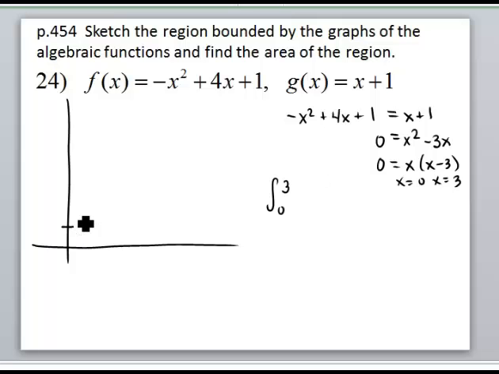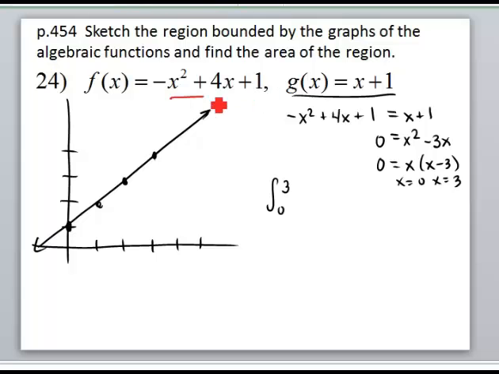So this is a line, starts at 1, has a slope of 1. So I'll go up 1 over 1, up 1 over 1, up 1 over 1, and I'll draw that in. And the second one is a parabola. I'll see if I can get it drawn. If I plug in 0, I get 1. And what it does is it is going down.